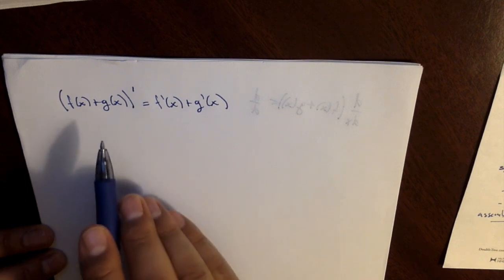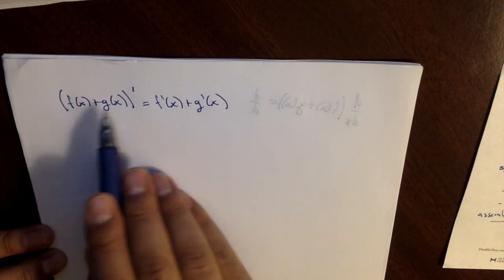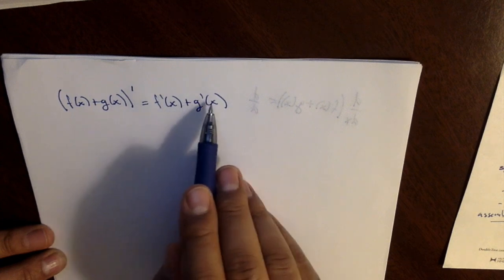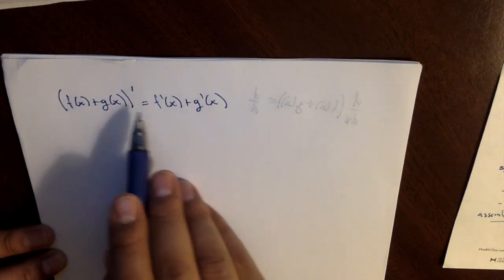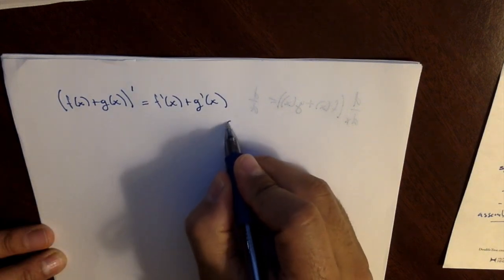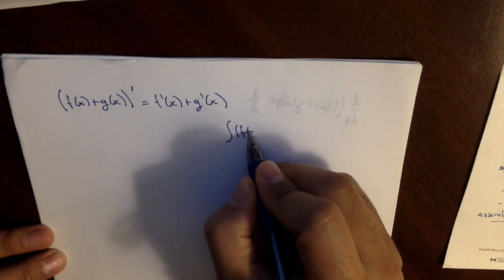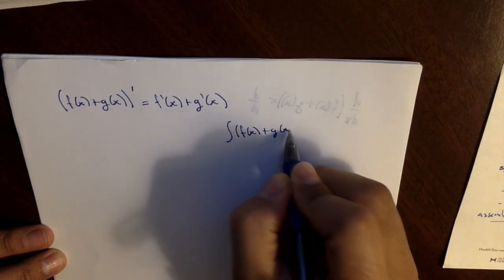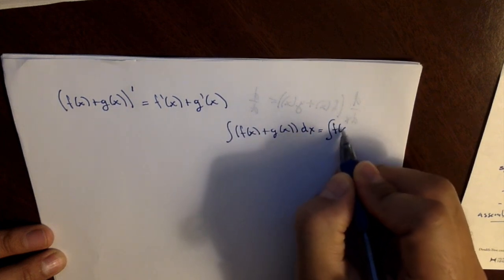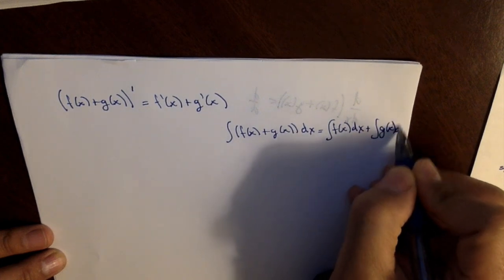So, for example, one of the basic facts about derivatives: if I have two functions, f of x and g of x, and I add them and look for their derivative, then that's the same as the derivative of f plus the derivative of g. So the derivative of a sum is the sum of the two derivatives. Analogously, we have the corresponding fact for antiderivatives, or indefinite integrals, which says that the indefinite integral of f of x plus g of x dx is the indefinite integral of f of x dx plus the indefinite integral of g of x dx.